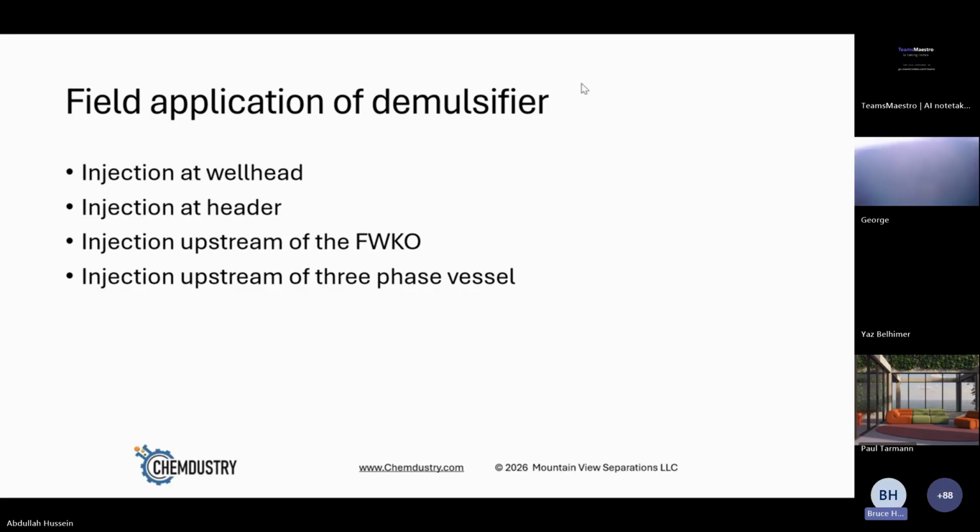And then there are injection points upstream of a three-phase or two-phase separator. It just depends on the field and the dynamics of what you're seeing on where you inject the chemical, but most of the time you want it as far upstream as possible. Next slide, please.